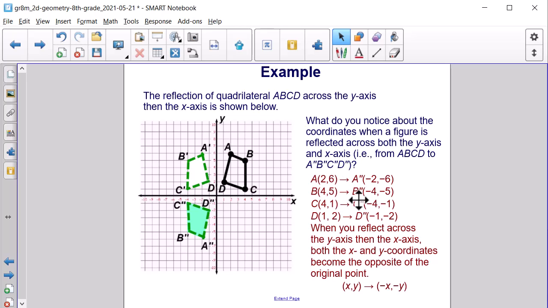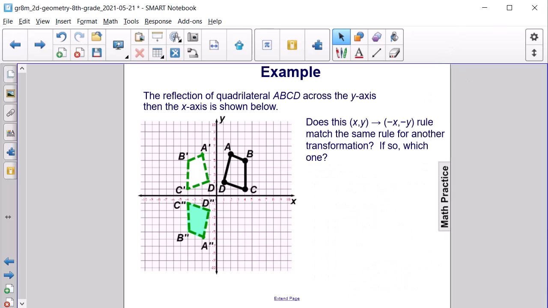So we wrote down the coordinates of our original points and our double prime points. And we noticed that when you reflect across the y-axis and then the x-axis, both the x and y coordinates become the opposite of the original point. In other words, xy goes to -x, -y. Does this xy to -x, -y rule match the same rule for another transformation? If so, which one?